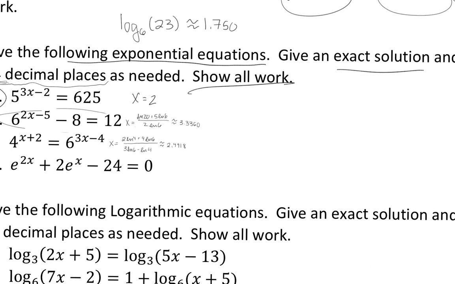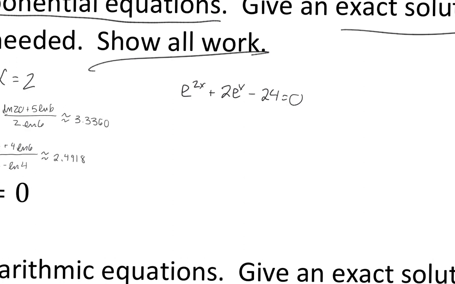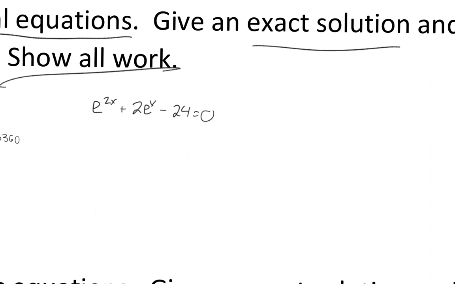And then finally, we're looking at e to the 2x plus 2e to the x minus 24 is equal to 0. So what I want to point out first is that this takes the form of a quadratic, right? Because we have e to the x squared plus some constant times e to the x minus a constant being equal to 0. So I'm going to try and see if we can do a substitution that makes this into a quadratic. So I'm going to say let u be equal to e to the x.